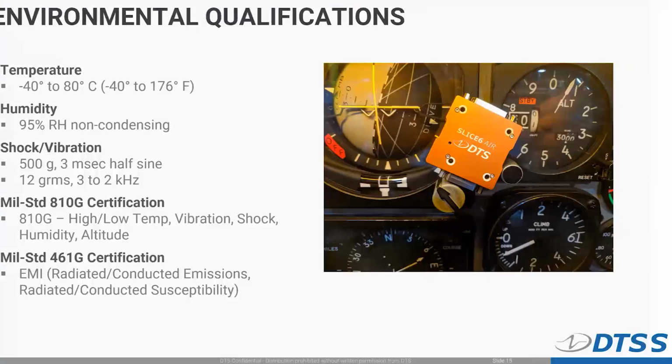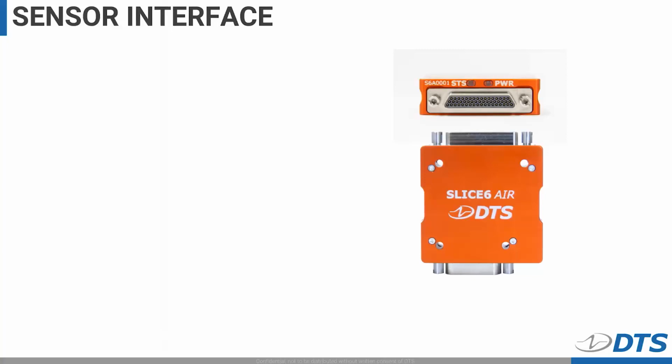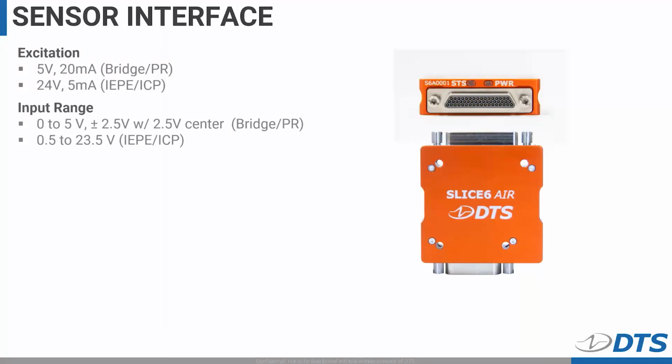So taking a look at the sensor connector, we use a 51-pin MDM or micro D connector. There's 8 pins dedicated to each channel. And so for each channel you can selectively choose between a bridge or piezoresistive sensor or an IEPE sensor. Each channel also supports sensor ID. The sensor interface provides 5-volt excitation, 20 milliamp source to bridge and piezoresistive sensors. And for our IEPE or ICP sensors, we supply a 24-volt, 5 milliamp constant current. Input range for bridge is 0 to 5 or plus and minus 2.5 with a 2.5 volt center. Input range for IEPE sensors is 0.5 to 23.5 volts.